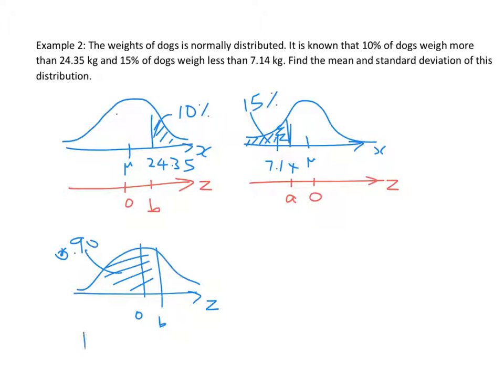Then if I use the inverse cumulative normal, I will get a value for b. That value is 1.28155. And then if I do the same thing on the right hand side here, I'll get an a value. a equals negative 1.03643. So now I'll have two equations and I'll be able to solve the two simultaneously to get the mean and the standard deviation at the same time using the conversion formula.